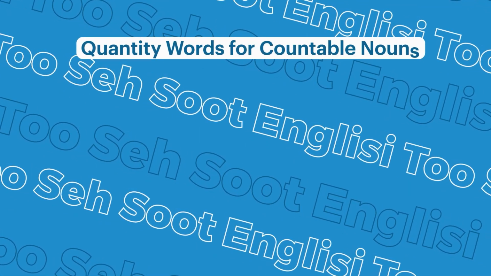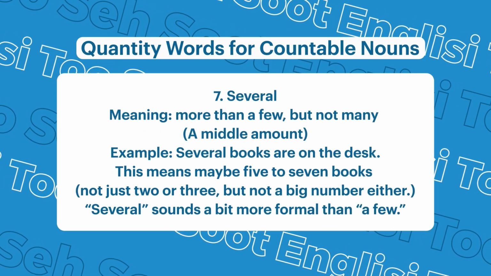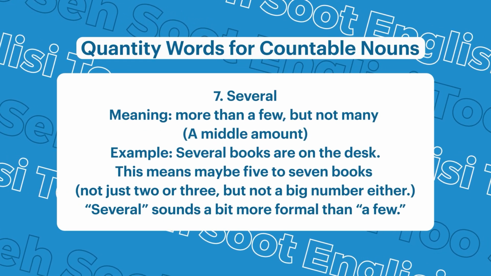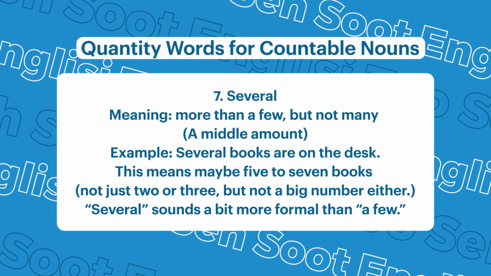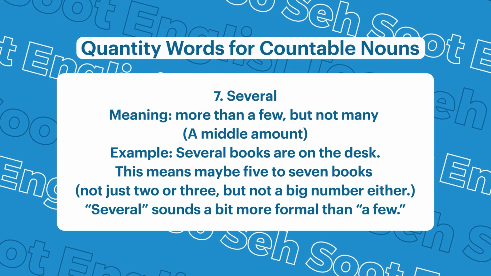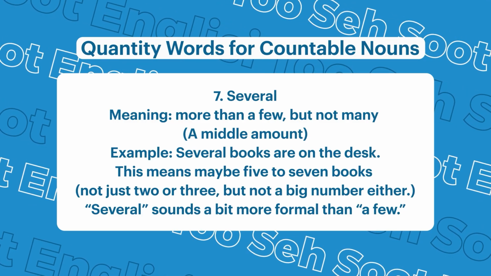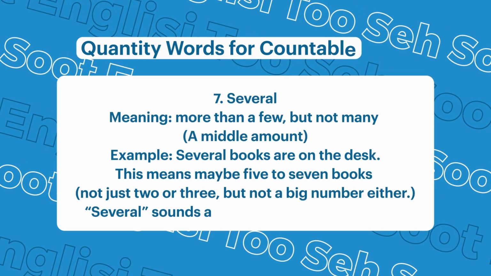Number 7, several, meaning more than a few, but not many, a middle amount. For example, several books are on the desk. This means maybe 5 to 7 books, not just 2 or 3, but not a big number either. Several sounds a bit more formal than a few.